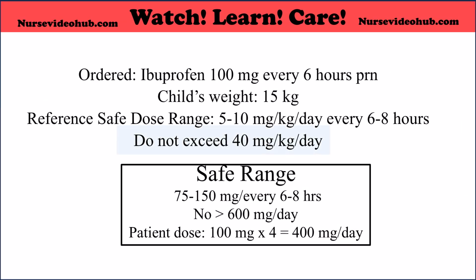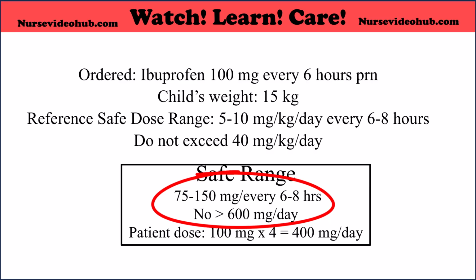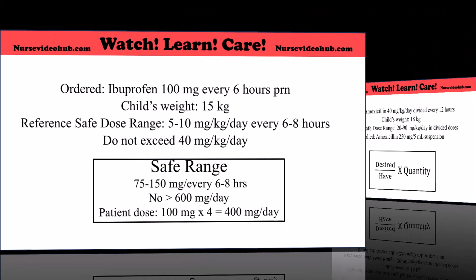The daily dose should not exceed 40 milligrams per kilogram per day. That works out to be 40 milligrams times 15 kilograms, or 600 milligrams per day. If the patient receives 100 milligrams 4 times a day, that would be 400 milligrams, which is below the 600 milligram limit. Again, the dose is safe to administer. The safe range of this medication for this patient is between 75 and 150 milligrams every 6 hours, with no more than 600 milligrams per day.